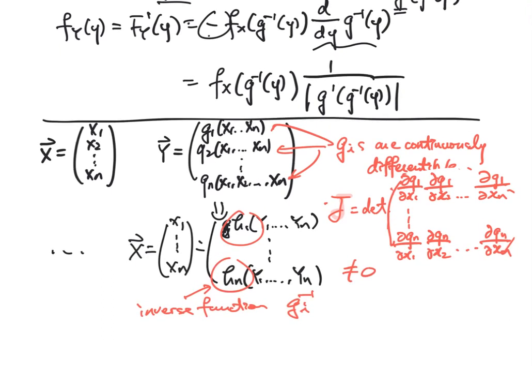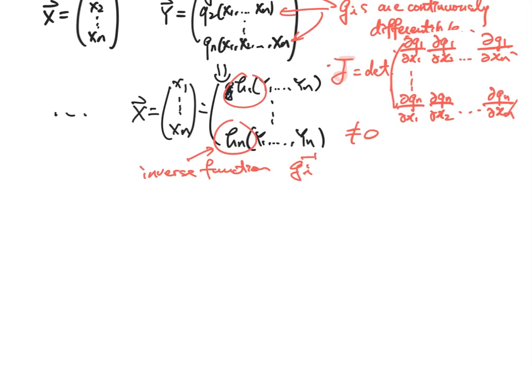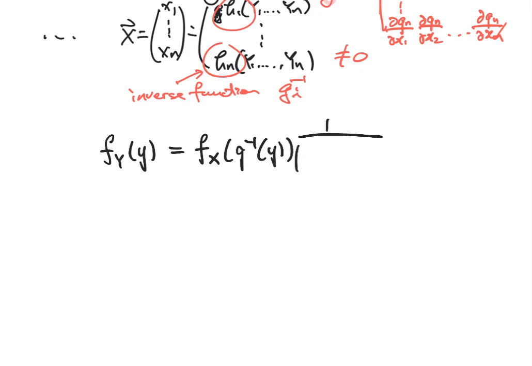And then here, if this happens, you can extend this formula to these general cases. In particular, if you have n random variables, just recall for one variable case, we have f_Y(y) equal to f_S of g inverse of y, and then 1 over the absolute value of g prime at g inverse of y. So this is the one-dimensional case.